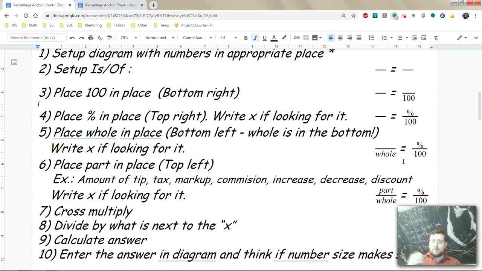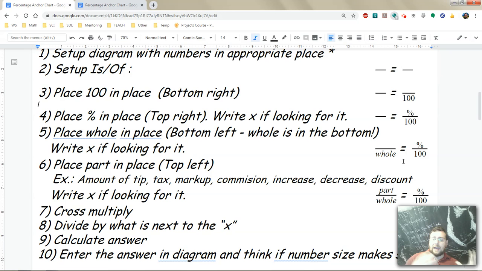If I don't have a number to associate to my original value, if that's what I'm looking for, I put that X on the whole, which is the bottom left. If I don't have the part, I put an X on the top left. And by the way, you're usually looking for a part. A lot of the problems are usually about finding the tip, the tax, the markup, and you're usually going to be looking for parts. It's the most common type. But there are cases where you're looking for the percentage or for the whole.